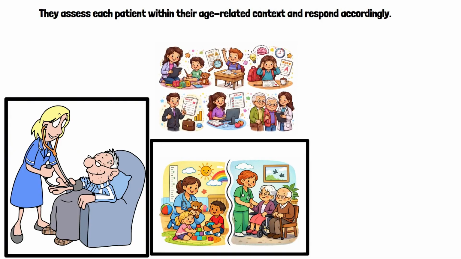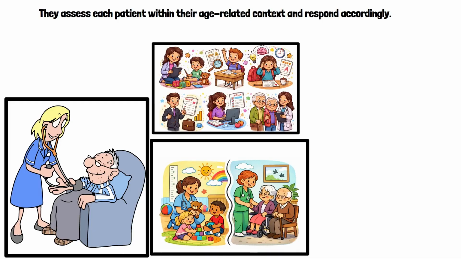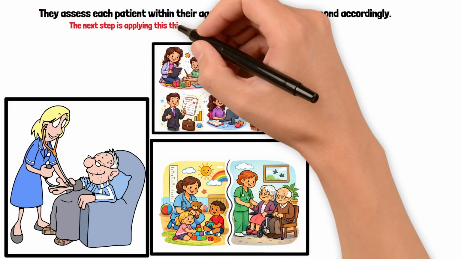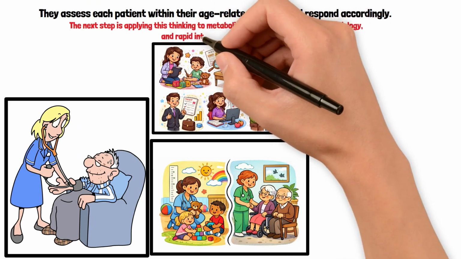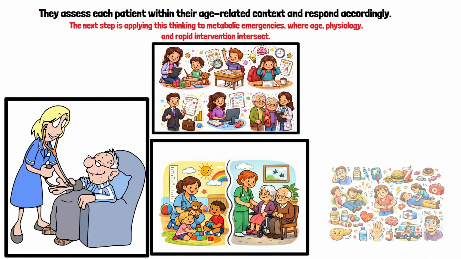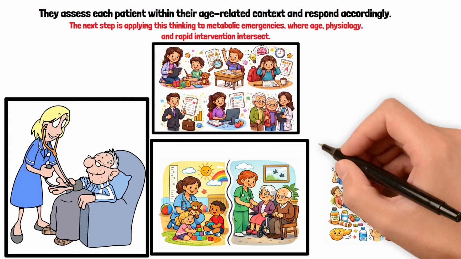Now that you understand how assessment changes across the lifespan, the next step is applying this thinking to metabolic emergencies, where age, physiology, and rapid intervention intersect. That becomes clear in diabetic emergencies, and that's exactly where we'll go next here at the Learning Studio.